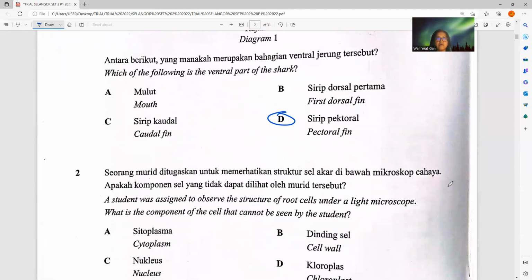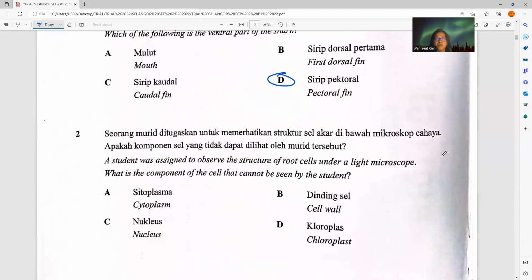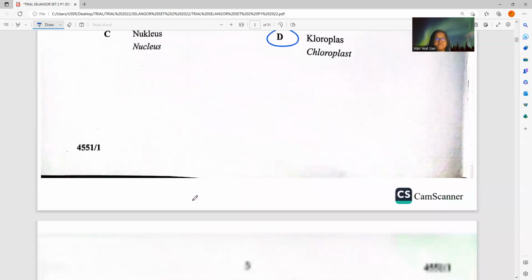Question 2, a student was assigned to observe the structure of the root cell under a light microscope. What is the component of the cell that cannot be seen by the student? Now, under the light microscope, the student cannot see a chloroplast. The rest, the student can see.